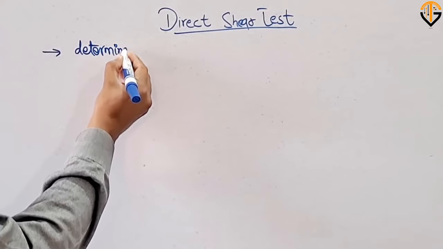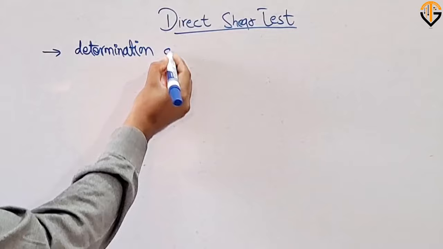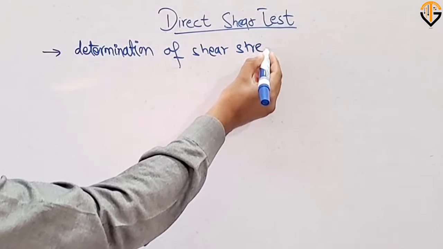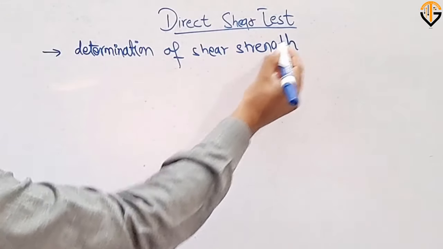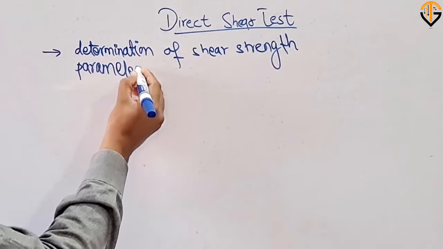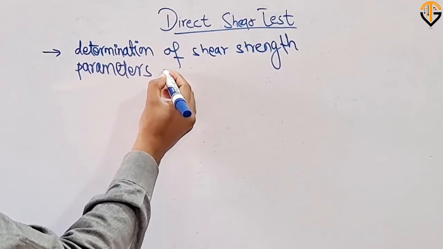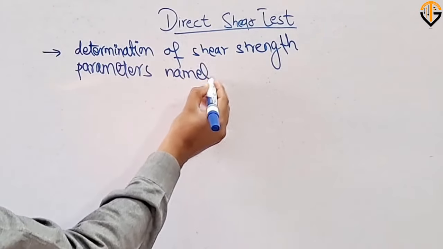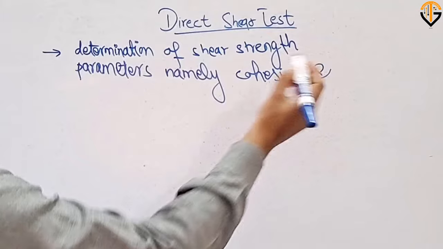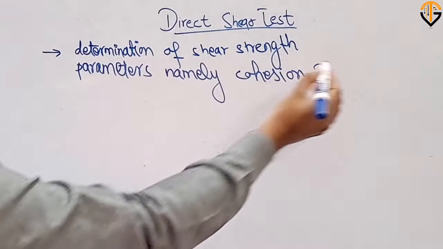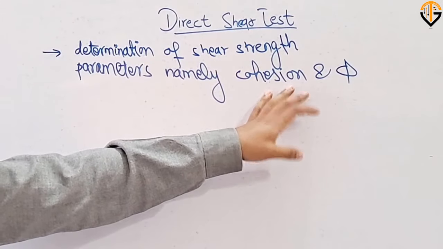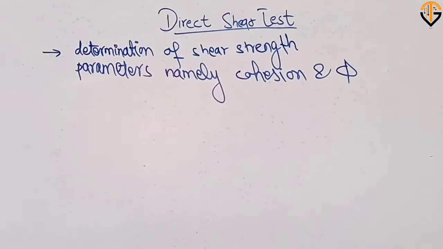So the purpose of this test is to determine the shear strength parameters, which are cohesion and angle of internal friction. Cohesion and friction angle. So these are the two parameters which are determined using the direct shear test.